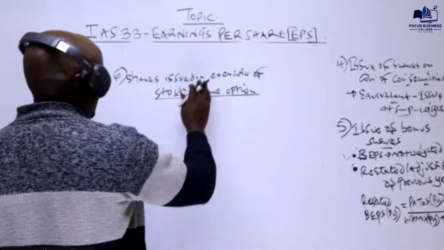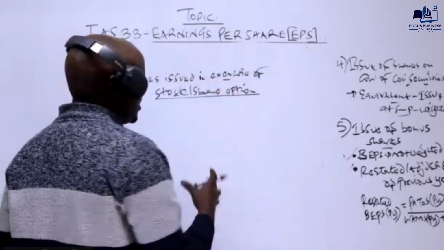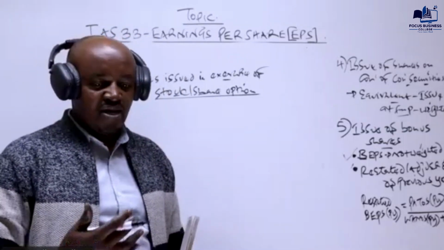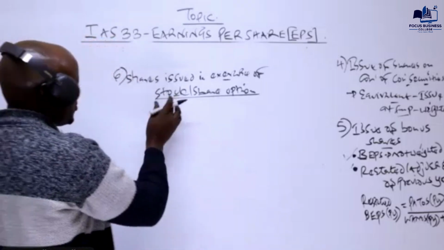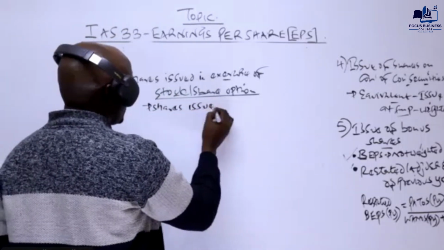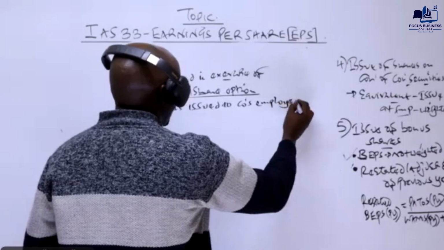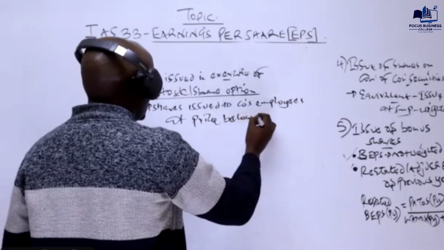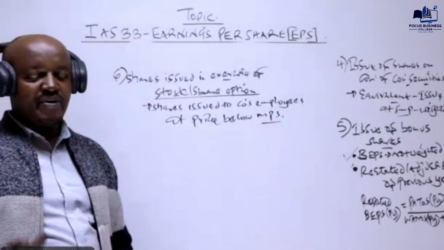Now, when we talk about exercise of the stock option, it basically means that the employees have satisfied the condition which was set by the company, and they have gone further to buy the shares promised. So meaning that here, the shares will be issued to company employees at a price which is below the market price.